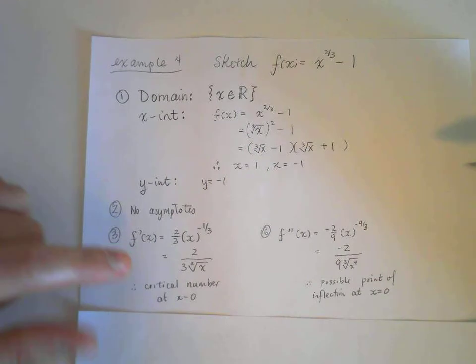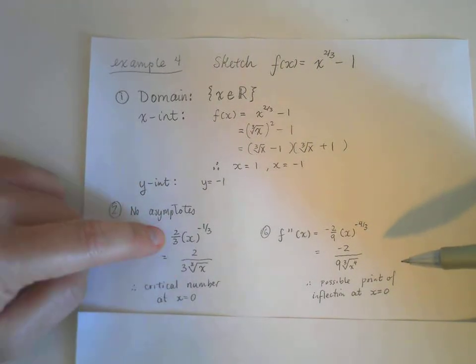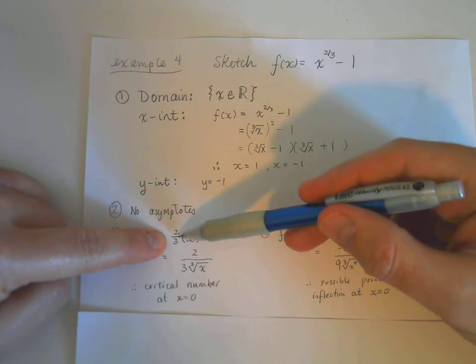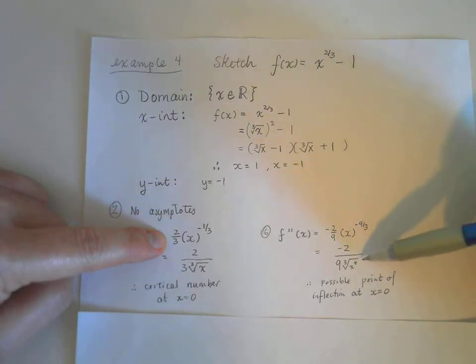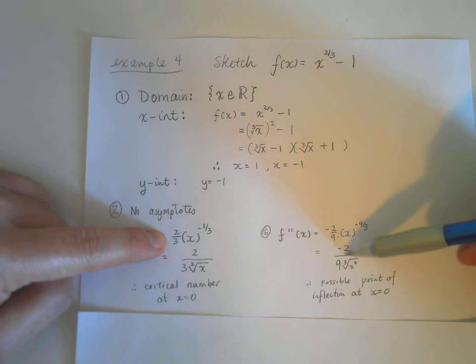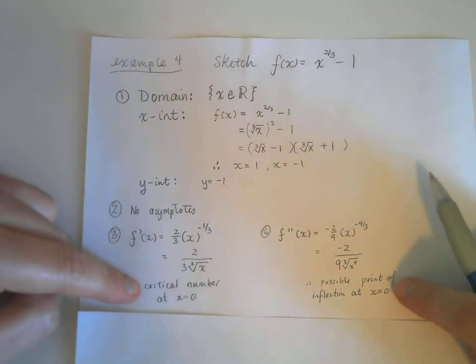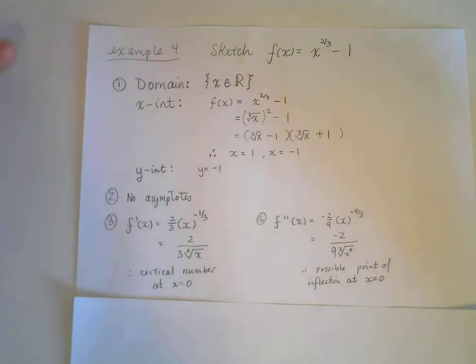For the second derivative, let's take the derivative of this thing, or it's probably easier to do it in this way, which is kind of what I did. I took the negative 1/3, moved that down, and then just subtracted the exponent by 1 again. Again, I've got no zeros in the numerator, but I've got a 0 in the denominator, so I've got a possible point of inflection at 0. So it could be a local max or min, it could be a point of inflection, or it could be nothing at 0.